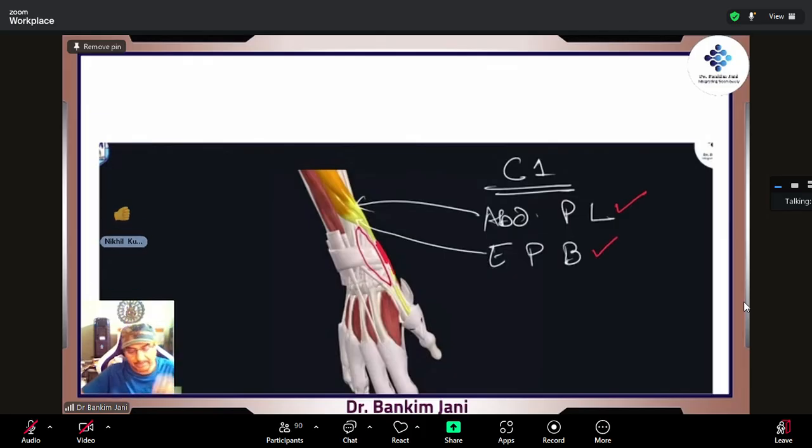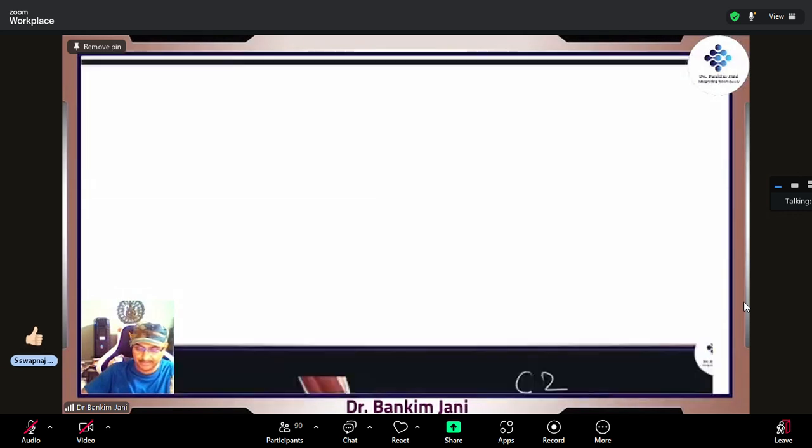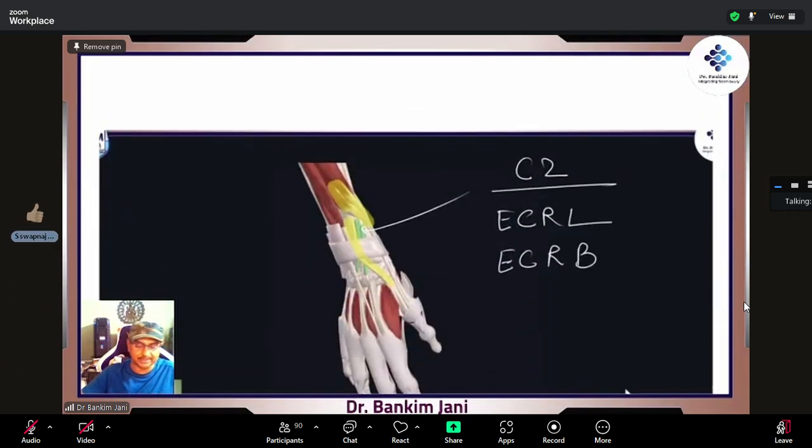Chamber 2 will be in between. Chamber 2 is in between, with extensor carpi radialis longus and extensor carpi radialis brevis. These are the things sitting in between, right?